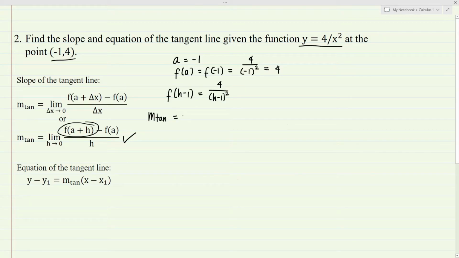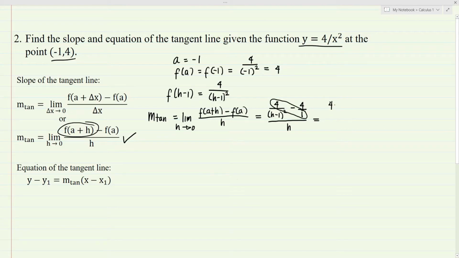Let's proceed with the slope of the tangent line. For the slope of the tangent line, we have the limit of f of a plus h minus f of a, all over h, as h approaches 0. Let's plug in our functions. F of a plus h would be equal to 4 over h minus 1 squared. F of a is simply 4, or I would write 4 over 1, then divided by h. To simplify the fraction in the numerator, I would have to subtract them. To subtract them, I would multiply 4 and 1. I would have 4.